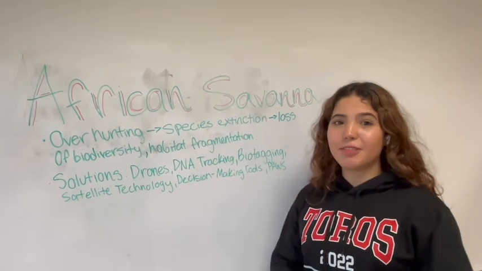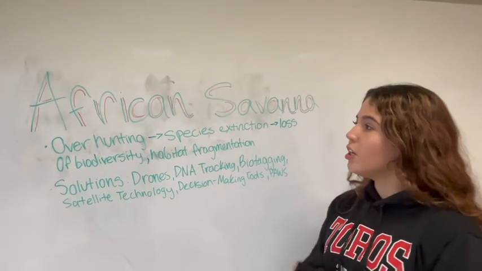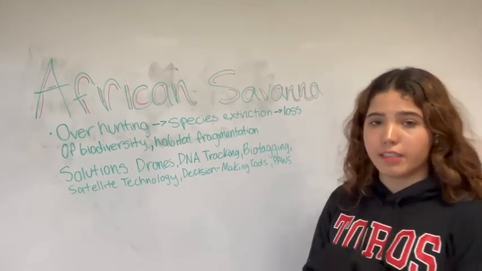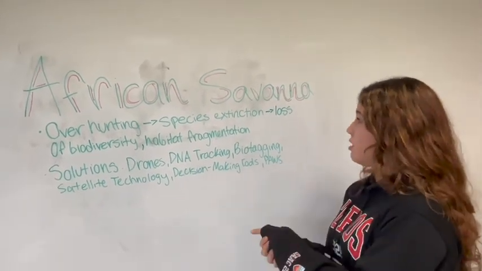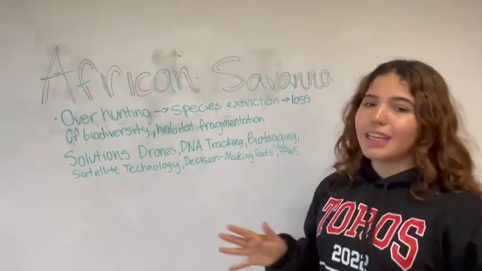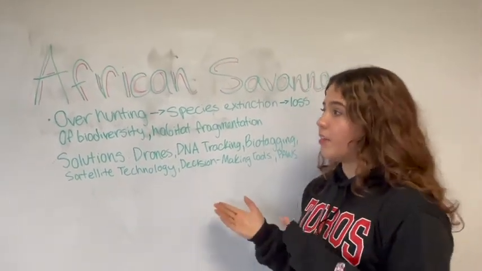Okay guys, so to conclude our YouTube video, we are going to be going over the key points of our biomes. So first off, we presented the African savanna. We talked about how overhunting is affecting this biome. More specifically, we talked about how it can lead to species extinction, which can lead to loss of biodiversity, habitat fragmentation, and more. But luckily, there are also sciences in place to help combat the issue of overhunting.